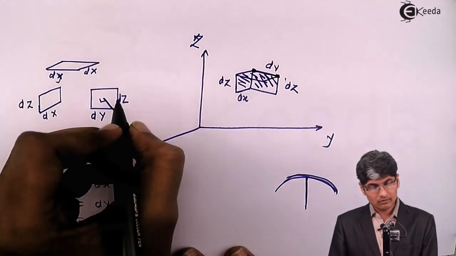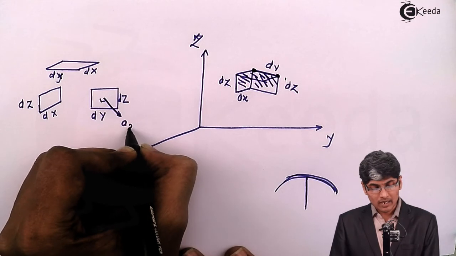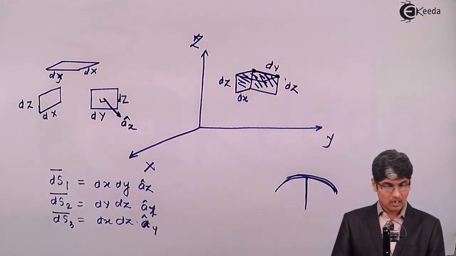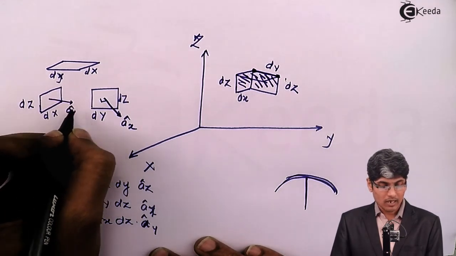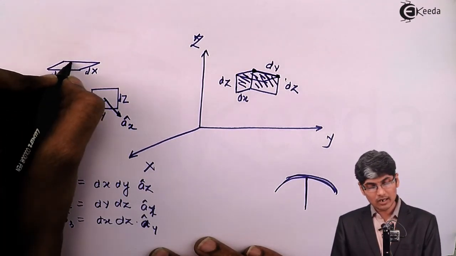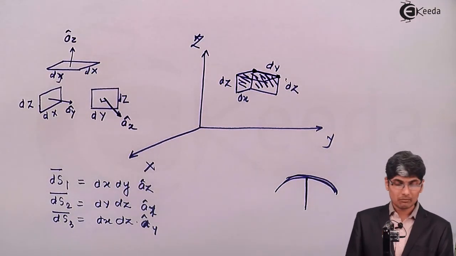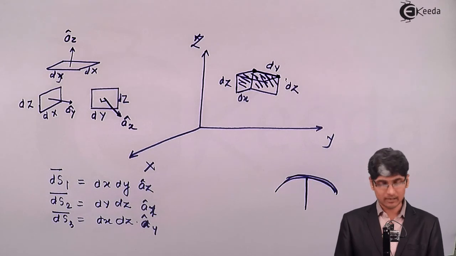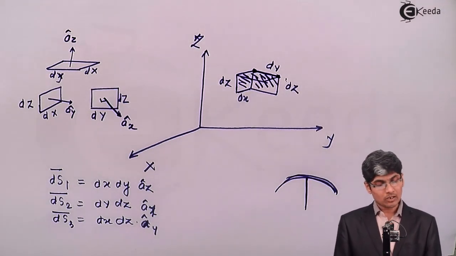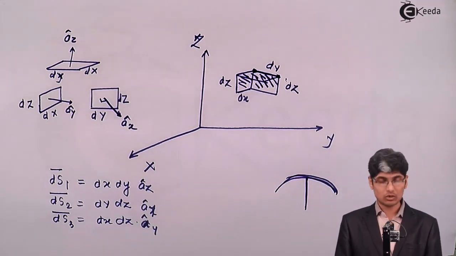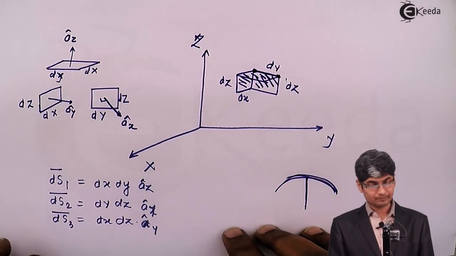So if it is dy dz, then the unit normal to the y and z axes is the x axis, isn't it? If it is z and x, then the unit normal vector will be ay bar, and if it is x and y, then of course it will be az bar. So the unit normal of an area can be positive or can be negative, for open areas and not for closed areas. So this is how we denote area in a differential form.